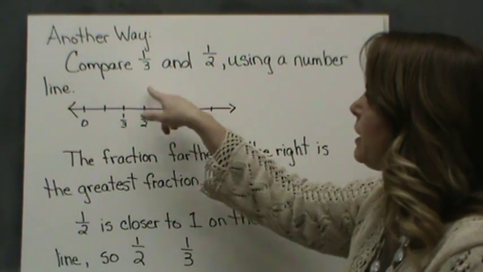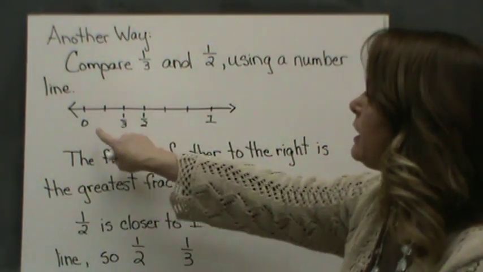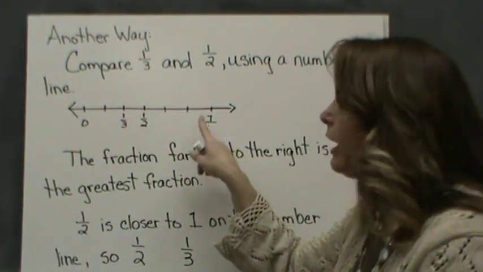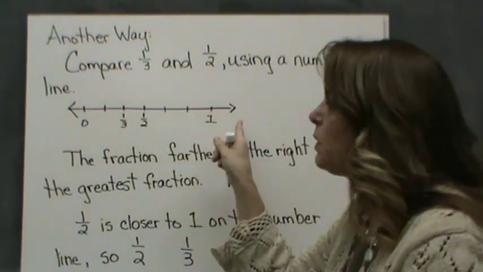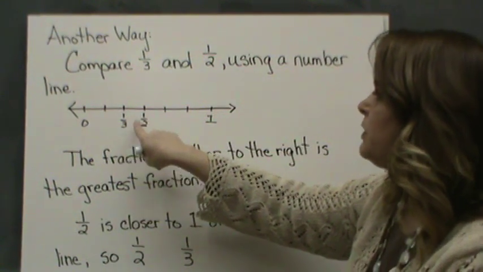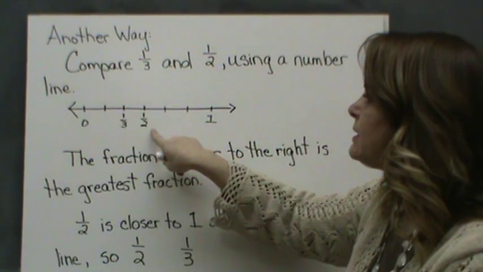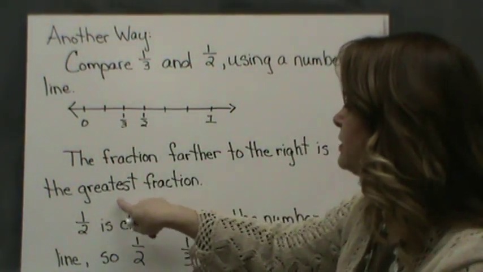So back to my 1/3 and 1/2, I can see I have 0 on my number line here, I have 1 here, and all of my fractions go in between because fractions are less than 1. So if I count over, I have 1/3 here, here's 1/2, and I would go on up the number line. Well, it's easy to see here, the fraction farther to the right is the greatest fraction.